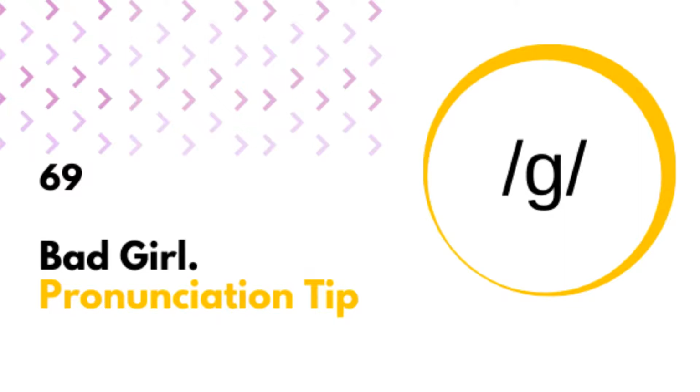But things do change when you speak fast. When you speak fast, you don't pronounce the D sound. Listen to this. Do you hear the sound D in this phrase? She's a bad girl. She's a bad girl.